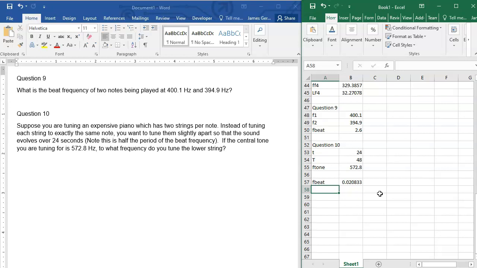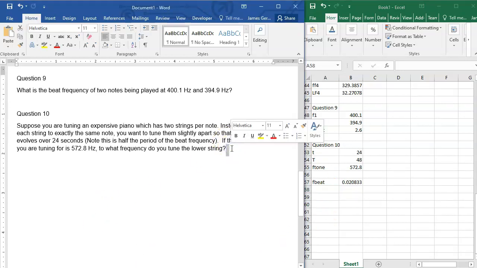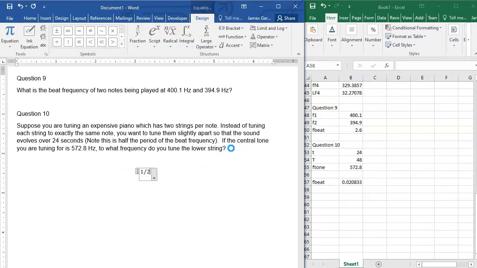All right, so we know our central tone, and we know our beat frequency, right? And so when you look at the formulas, you've got 1/2 of (F1 plus F2) is your central frequency, and you've got 1/2 of (F1 minus F2) is your beat frequency. And so we're after the lower tone. So let me write this so that the tones are in order. We've got 1/2 of (F1 plus F2) is our average, that is the tone we're hearing. And we've got 1/2 of (F1 minus F2) is our beat frequency.